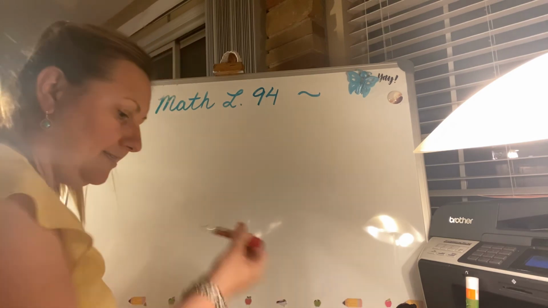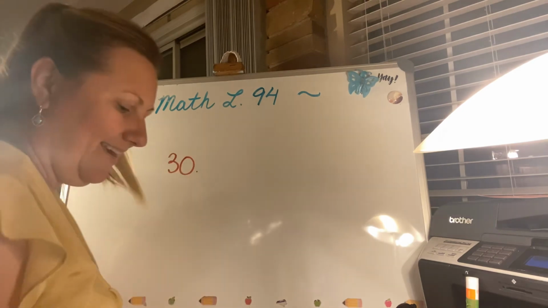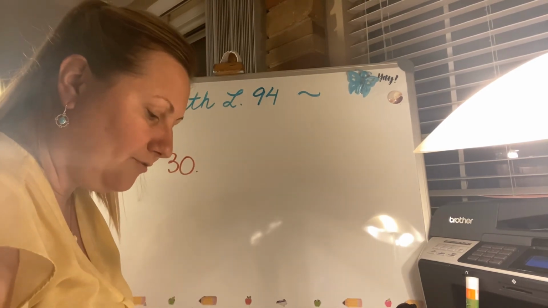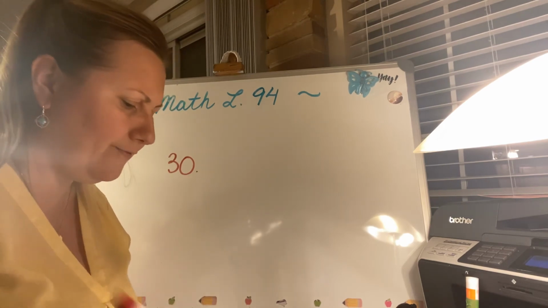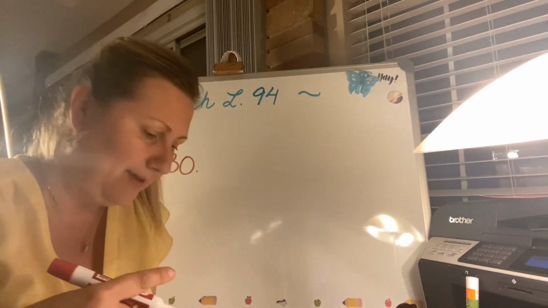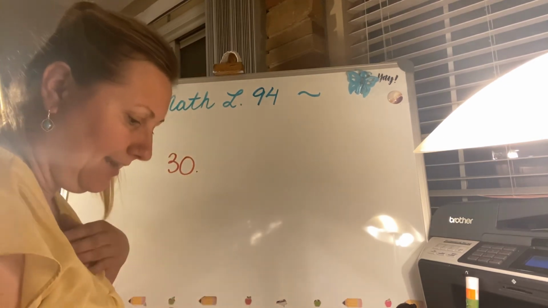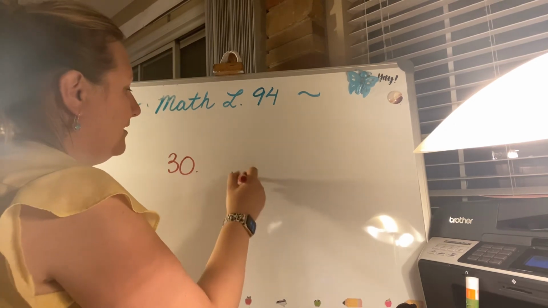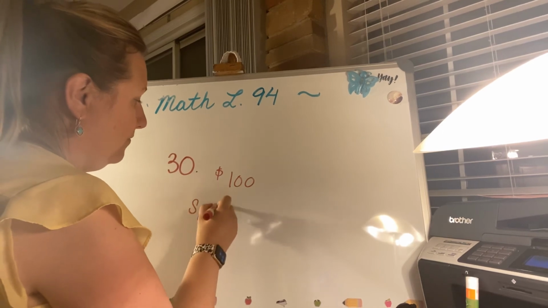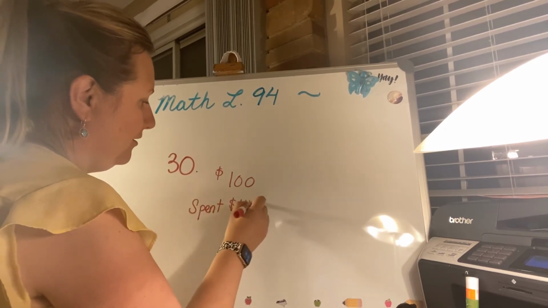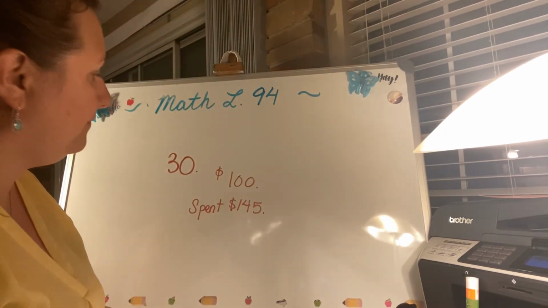Number 30 says Madison had $100 in the bank. Okay, she wrote a check for $145. Ooh, she wrote a check for more money than she actually had in the bank. It says, what number represents the balance of her account? So she had 100, and then she spent 145. Bad girl. No, don't do that. So what did she have?